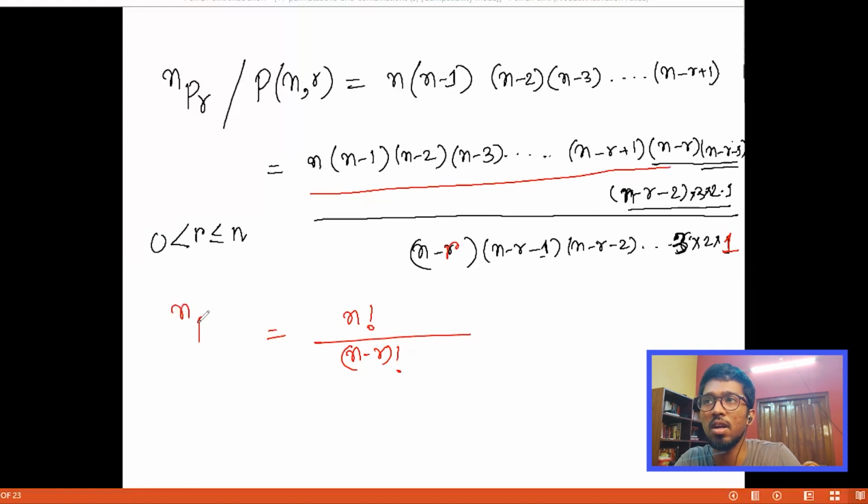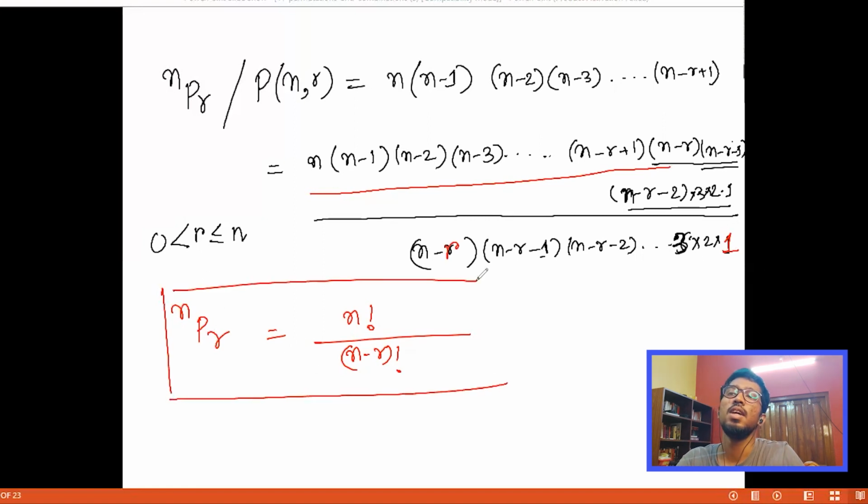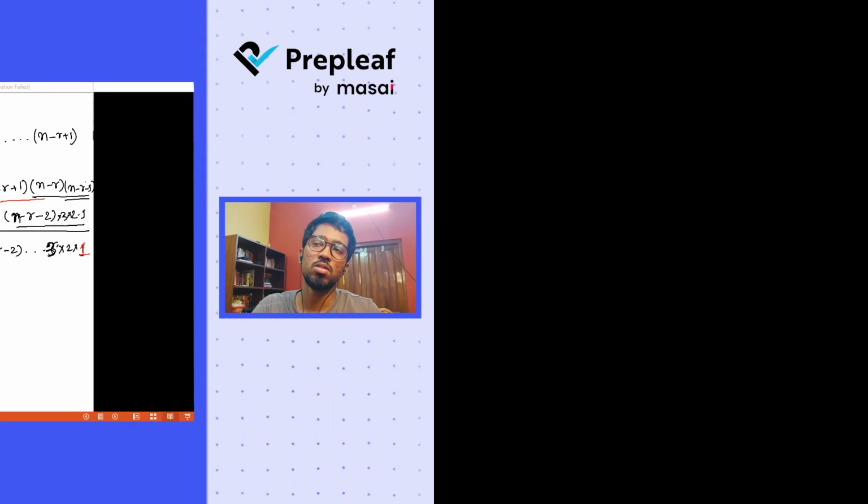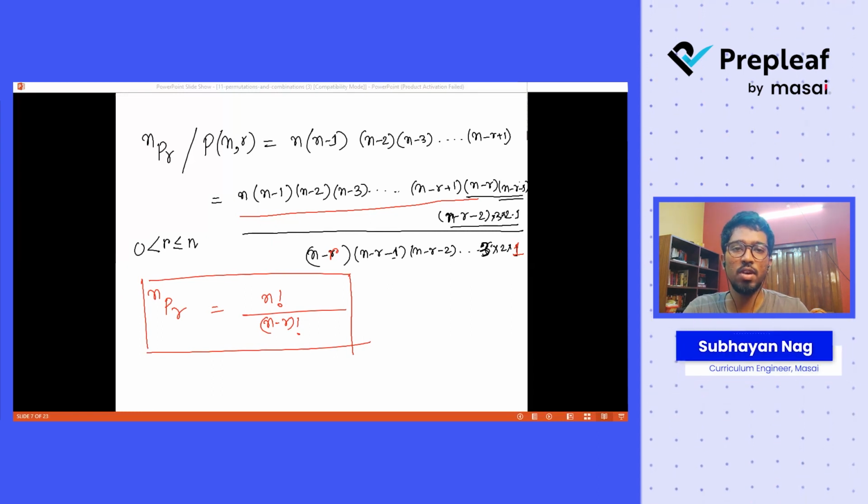So nPr is equal to n factorial divided by n minus r factorial. So that is the formula. You can use this formula for various cases.